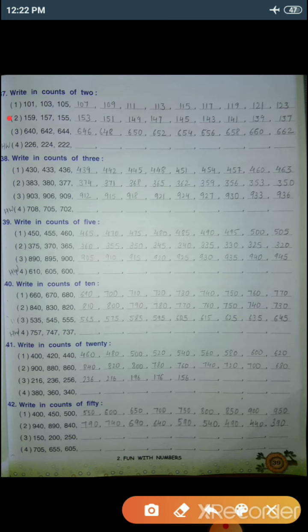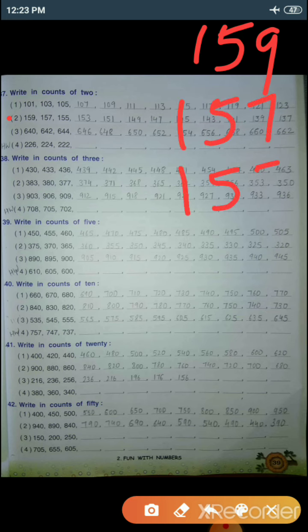Now number 2. 159, 157, 155. You can see here the number is decreasing. Okay. Now the pattern is we are counting in 2. That means we are going to subtract 2 because the counting is decreasing by 2. Okay. So 159 minus 2 will give you 157. Again minus 2 will give you 155.